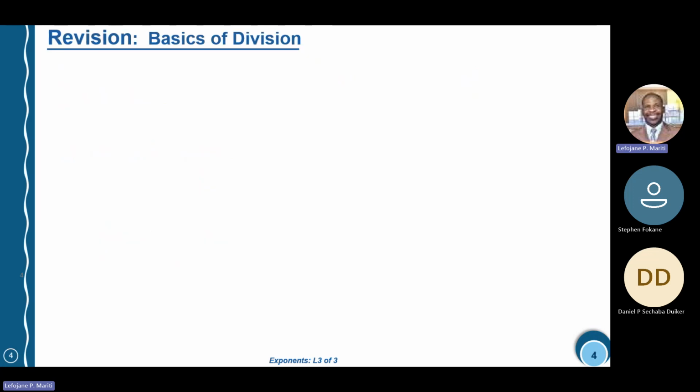Now, when you go back to the basics of division, you'll remember that we read this statement as 2 divided by 2, which we know will be equal to 1. Alternatively, the notation that we also use would be where we indicate this as a fraction with a numerator 2 and a denominator 2. 2 over 2, which is still 1.